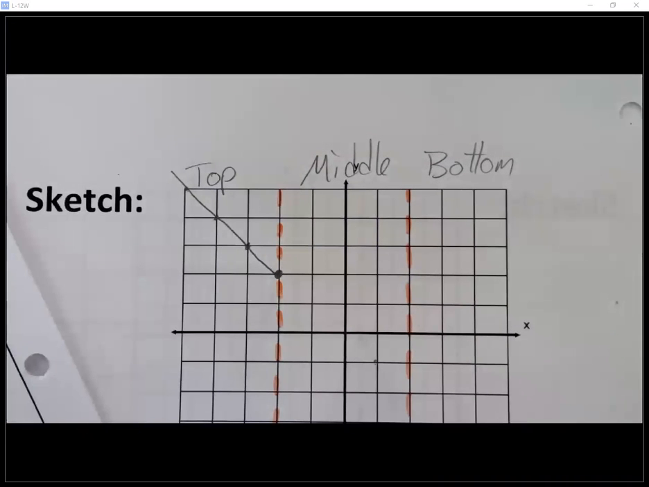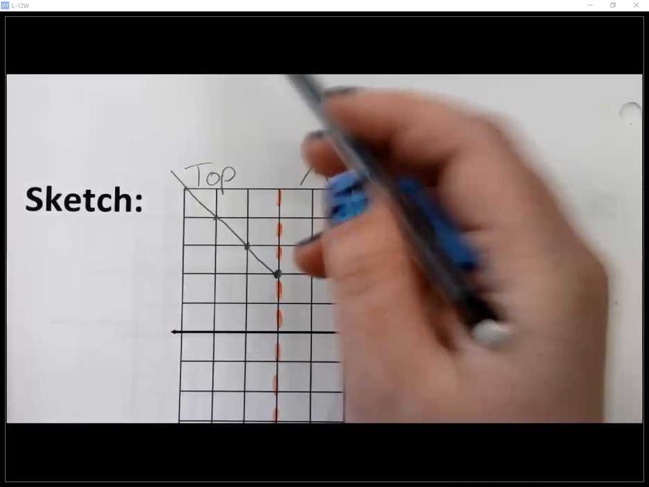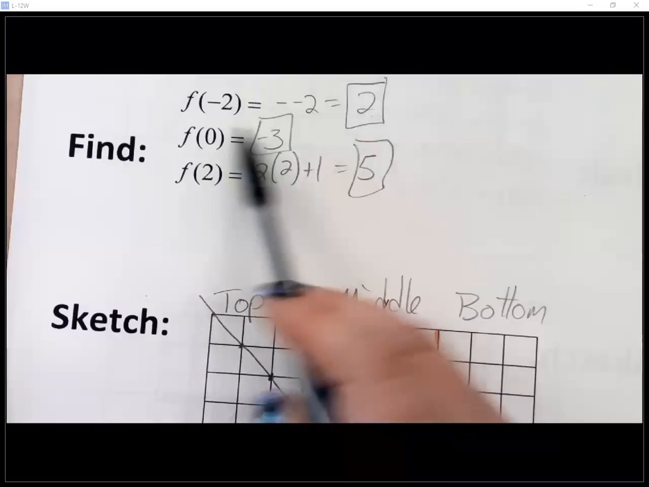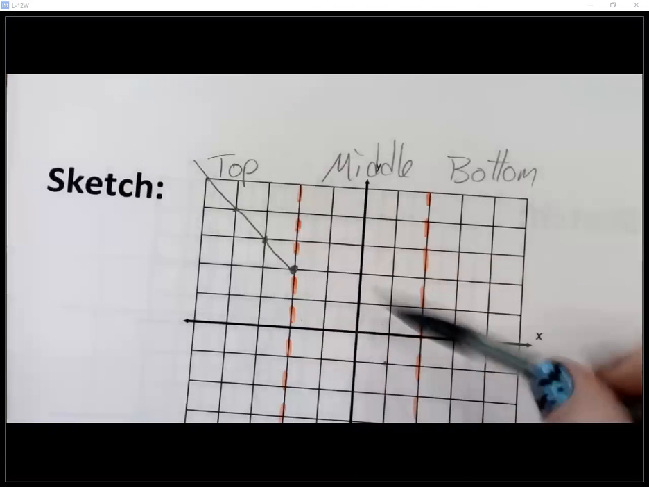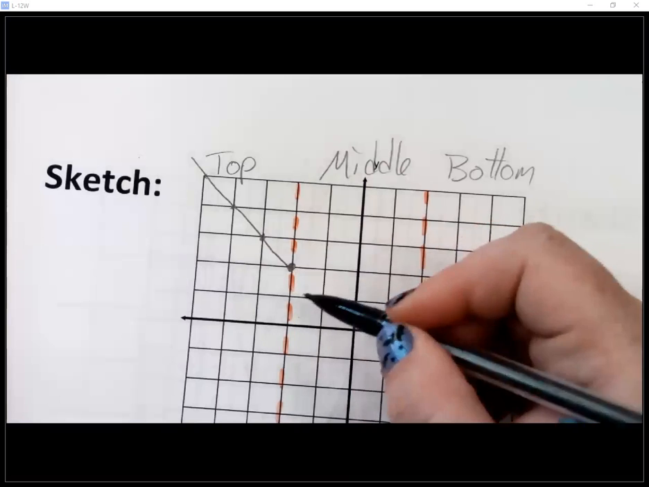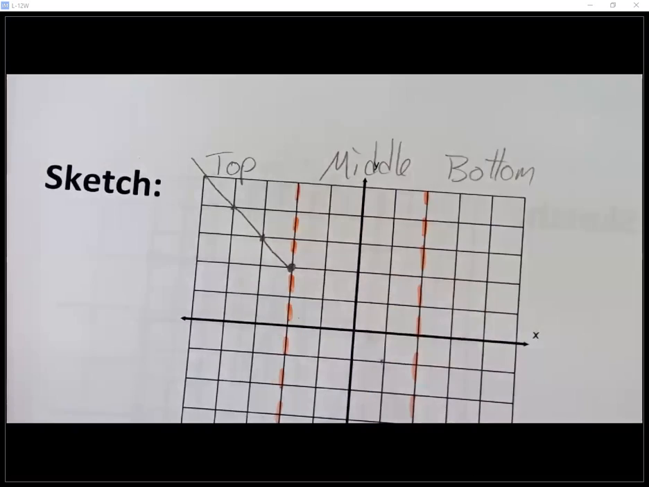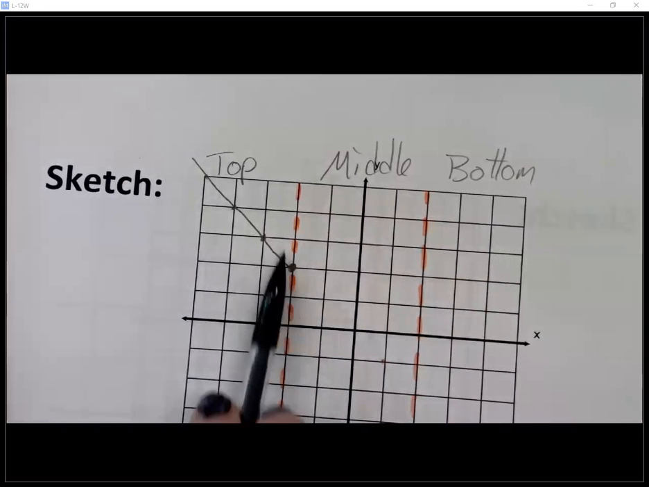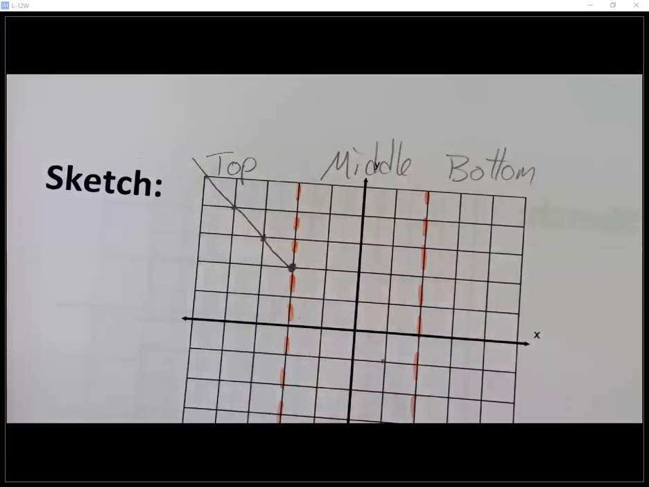I plugged in -2 because I know something's happening there. So I took -2 and I plugged it in, and you did it right here, right? When you plug in -2, you got out 2. So -2, 2 is a point on my graph. And now, since I know that's part of the top graph, this point has to be on a line that has a slope of -1. So that's why I just sort of backtracked.